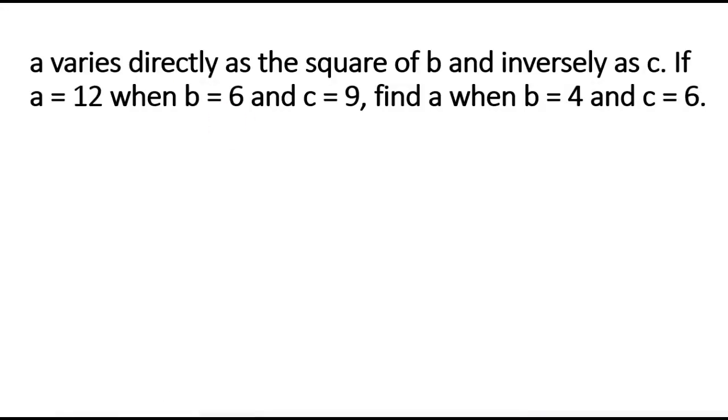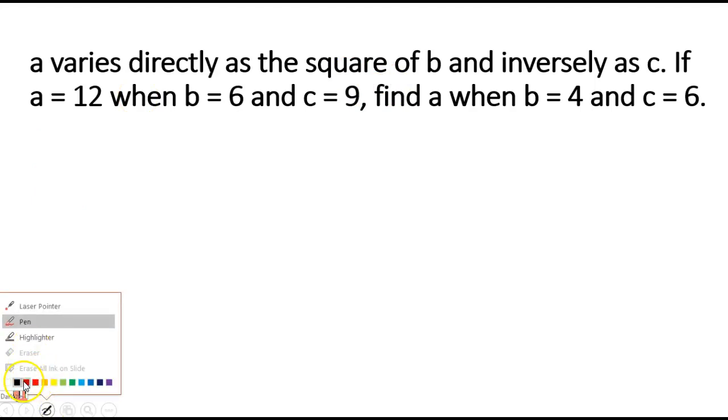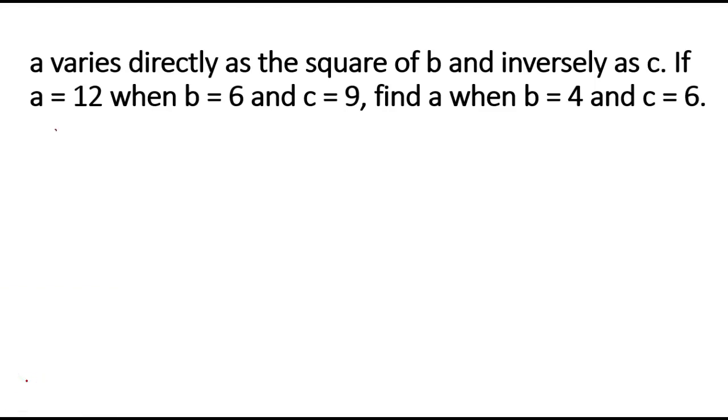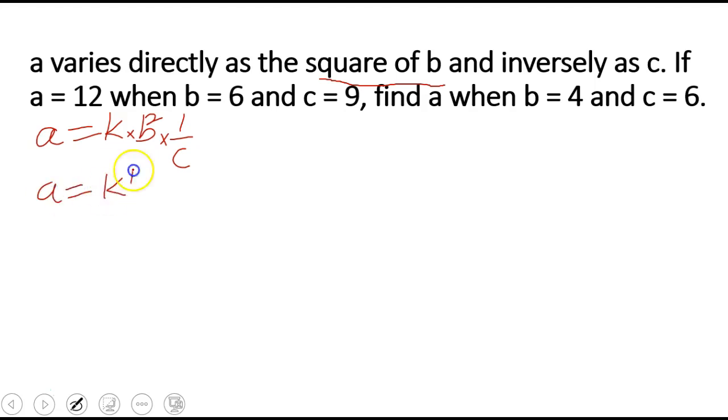Okay, another one. Say A varies directly as the square of B and inversely as C. So A varies directly, so we're going to have K times the number directly as the square of B. So B is squared and is direct, so it's multiplying. And inversely as C, so we're going to have times the inverse, which is 1/C. We put the inverse under 1. Then we can simplify that to become A equals KB squared over C.